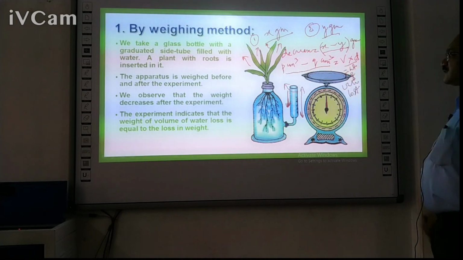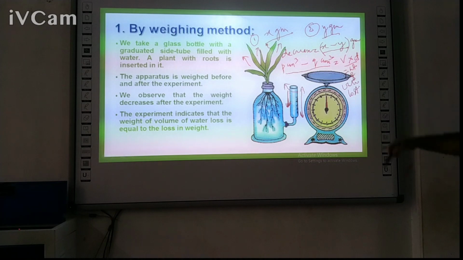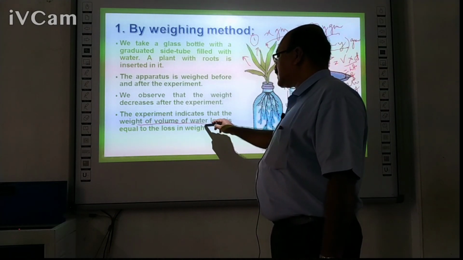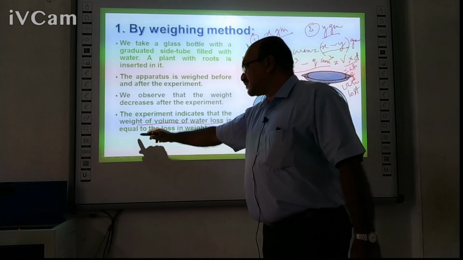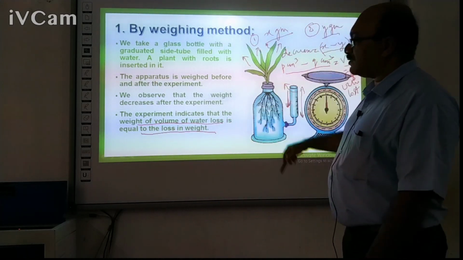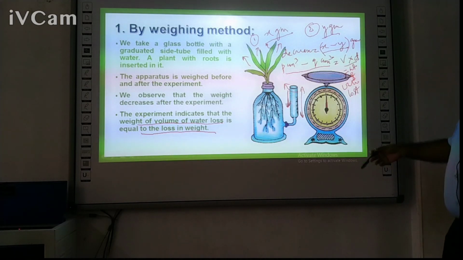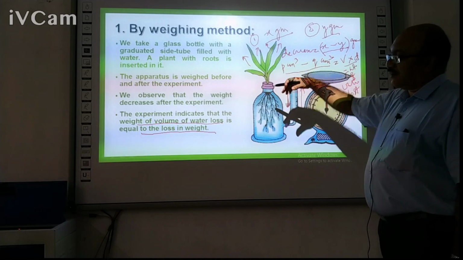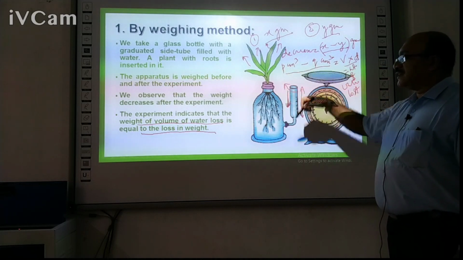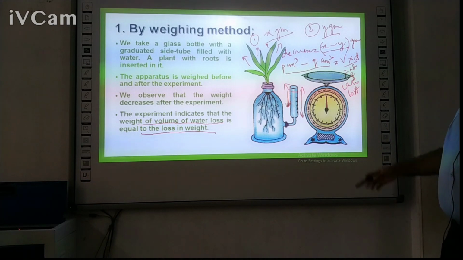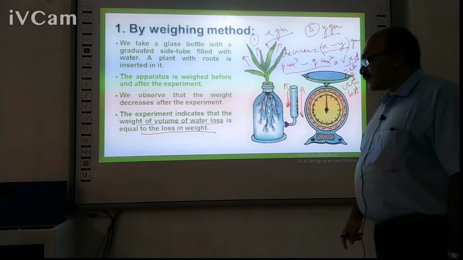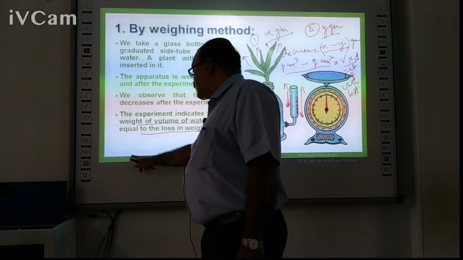This difference into the density of water. What we will find is that the weight of the volume of water which is lost is equal to the loss in the weight of the whole setup. That shows that the amount of water absorbed and the loss in weight are equal. If we record the time, we can measure the rate of transpiration. So that is one way of measuring transpiration.